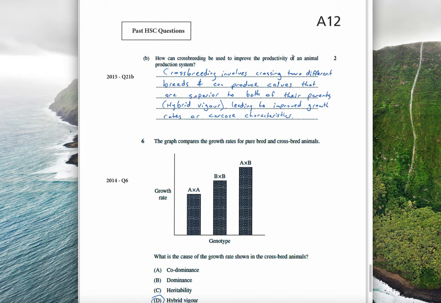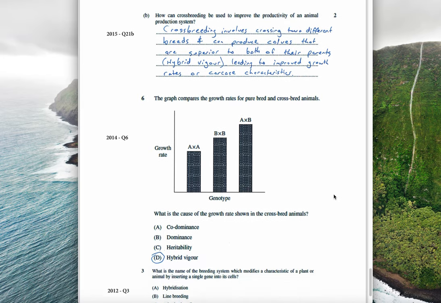How can it be used to improve productivity? Hybrid vigor is an important one. You could also mention in here, potentially, which I didn't, that you're bringing in new traits from outside a breed. So if you cross a Hereford with an Angus, you're bringing in traits from the Angus, or you're bringing in traits from the Hereford that you didn't have in your original herd. And so the reason it's improving productivity, I've been clear here, is that it's leading to improved growth rates or carcass characteristics, which is obviously going to lead to improved productivity, and it's only worth 2 marks, so that is enough there.